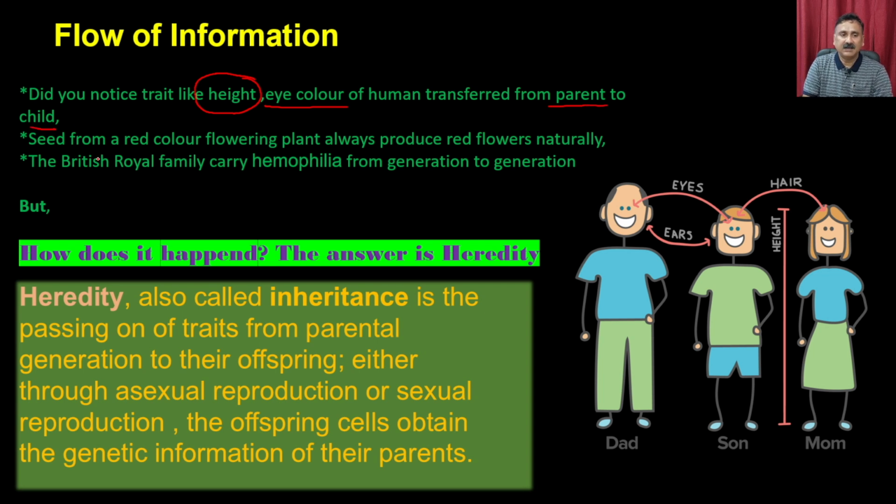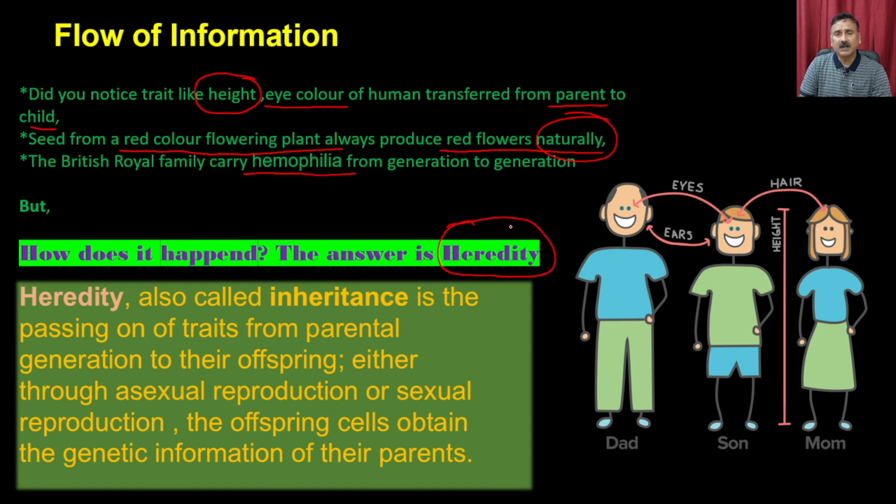Similarly, you might have seen that the seeds from a red-flowering plant always produce red flowers naturally, right? And you might also have seen variations, like if you crossbreed a white flower and a red flower, you will see a pink flower, and so on. There is also the classical example of hemophilia, which runs in families from generation to generation. Now the first question is how does it happen, and the answer is that it is all because of heredity.